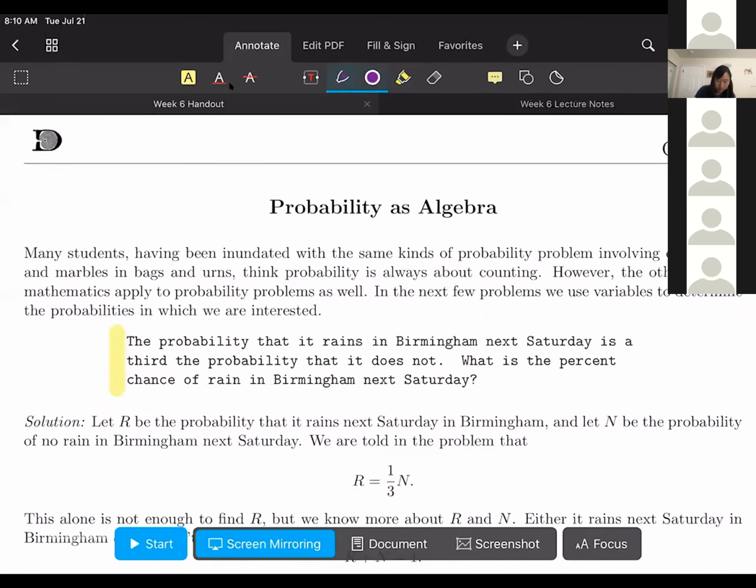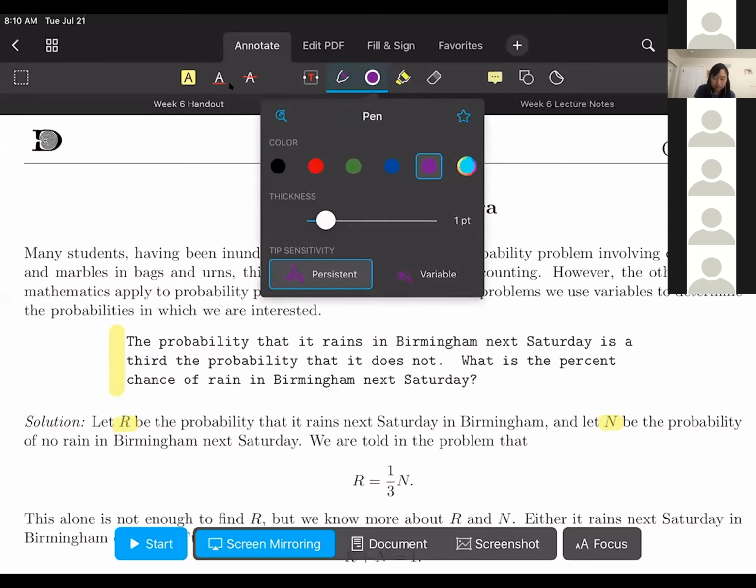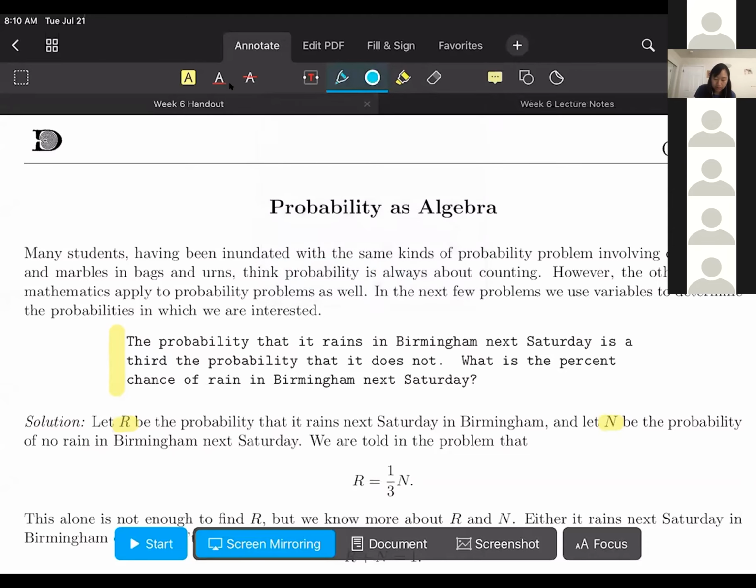So let's just get some variables. Maybe we say R is the probability that it rains next Saturday, and N is the probability that it doesn't rain. We want to write an equation to capture what we're told in the problem. The first sentence says the probability it rains in Birmingham, so here it's R, is 1/3 the probability that it does not, so this is N. From this, we can write R equals 1/3 N, or R over N equals 1/3, same thing. So we get this relation.